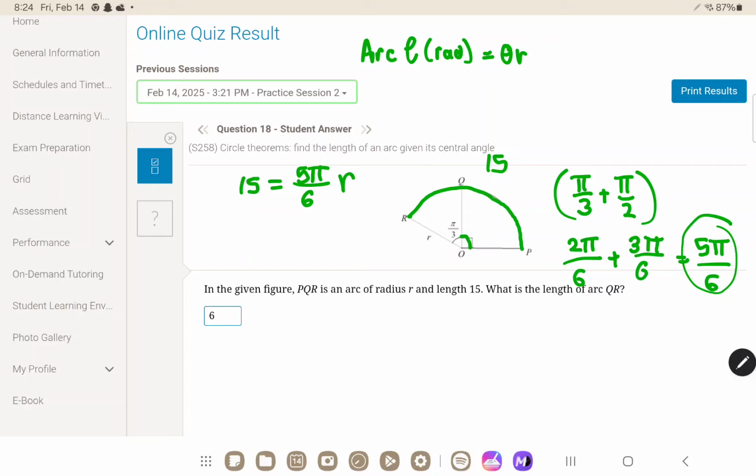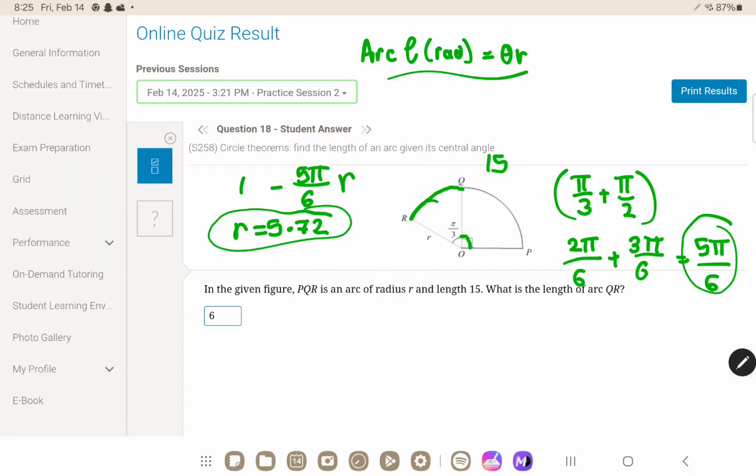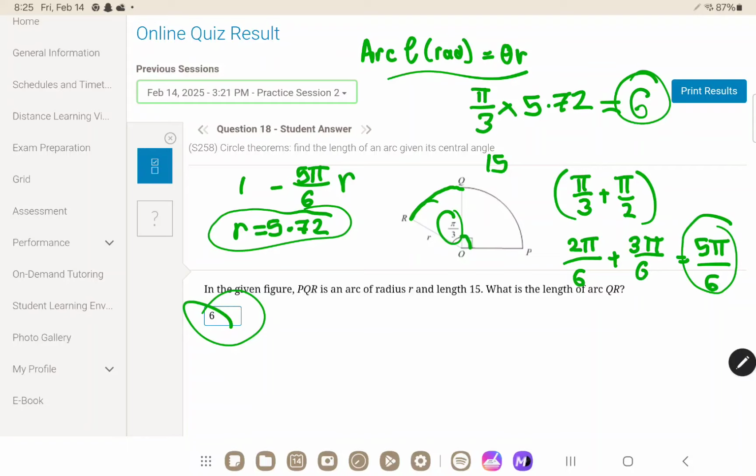So 5 pi over 6 times r. When you do on your calculator 15 divided by 5 pi over 6, you're going to get that r is equal to 5.72. Now we're going to take this again. This is our radius. They want arc QR, only this. So we use this formula with r now. We use pi over 3 times r, which is 5.72, and that is going to give you just 6. And that is it for this question.